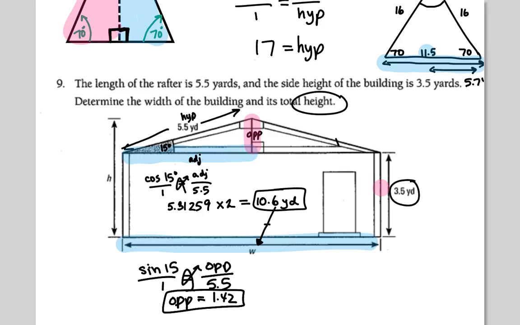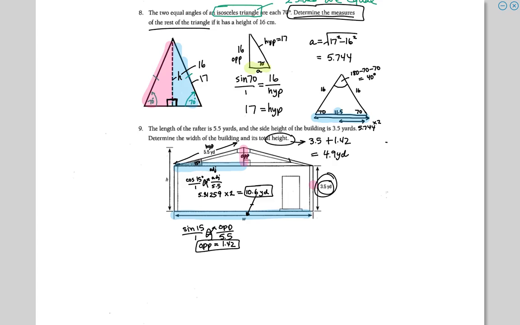So to get the total height, I would just take the 3.5 yards, which is right here, and add it to the 1.42. And then I will round, and I got 4.9 yards for the height. So not too bad, not too bad.